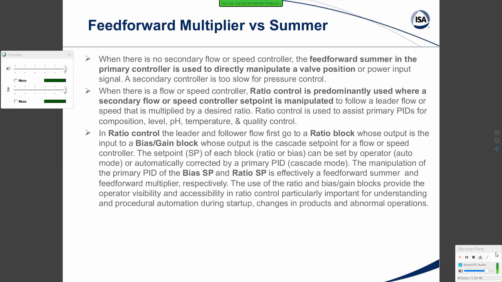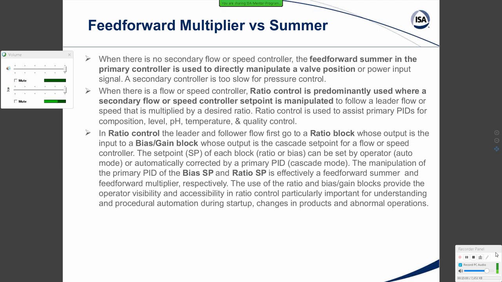Now, the reason you want that auto mode is because of the operator, if something goes wrong with the primary PID, but more importantly, when you're starting up a unit operation, and in particular distillation columns, it turns out you really just can't go on temperature or composition control right away. You have to get the column up to operating conditions. And so these columns, and many other unit operations, are started up in the auto mode, or maybe the set point is being set intelligently based on some sequential knowledge of what needs to be done, but it's not really in the cascade mode. The cascade mode is what happens when you get to the normal operating conditions.